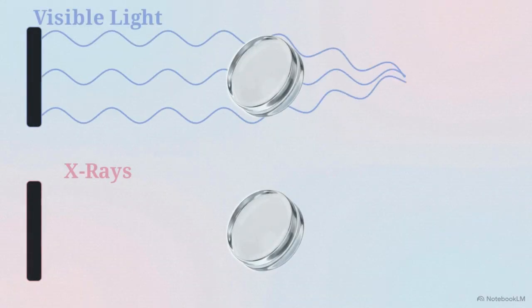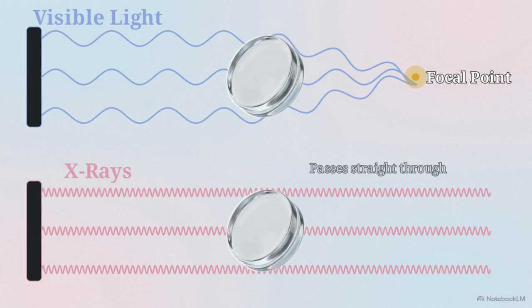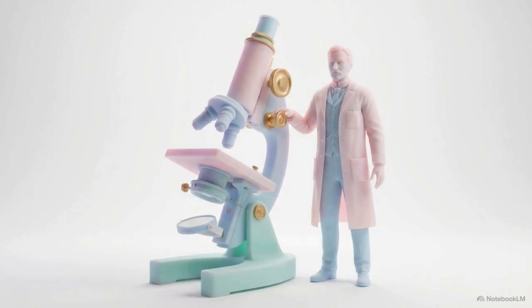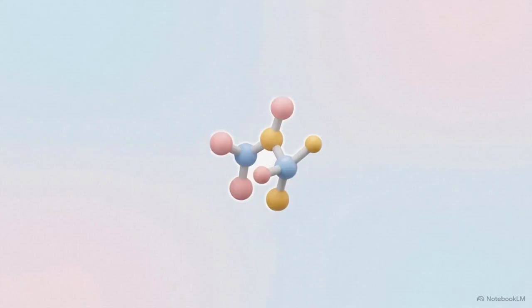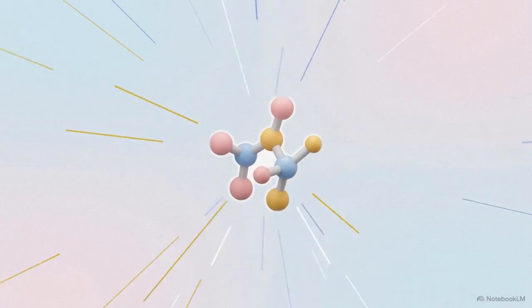We need light with an extremely short wavelength to see them, like an X-ray. However, X-rays pass straight through standard curved lenses without bending, meaning they can't be focused into a traditional image. Without a way to build an X-ray microscope, scientists have to take an indirect route. They bounce X-rays off the molecule and capture the way the light scatters in different directions.